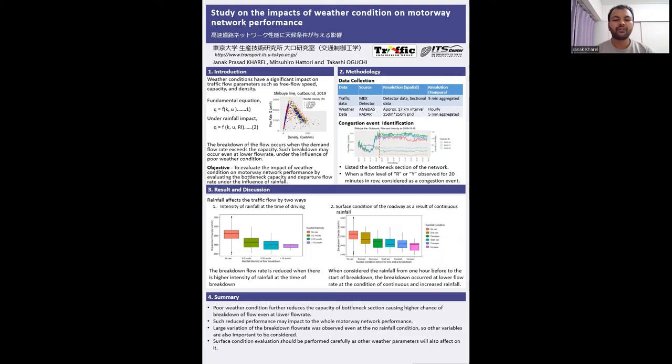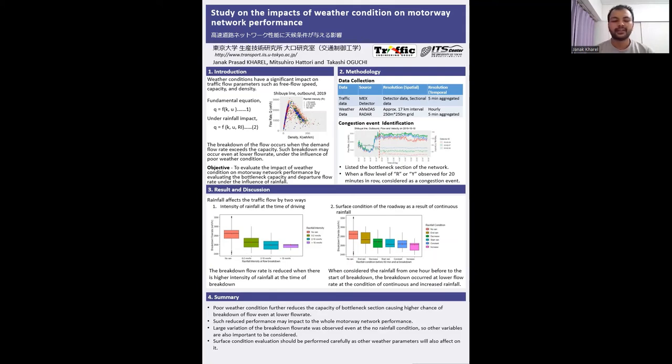When the demand flow rate at a section exceeds its capacity level, breakdown of flow occurs, and a queue of vehicles starts in the upstream. Such breakdown may occur even at a lower flow rate under the influence of poor weather conditions. So, the objective of my research is to evaluate the impact of weather conditions on motorway network performance by evaluating the bottleneck capacity and departure flow rate under the influence of rainfall.